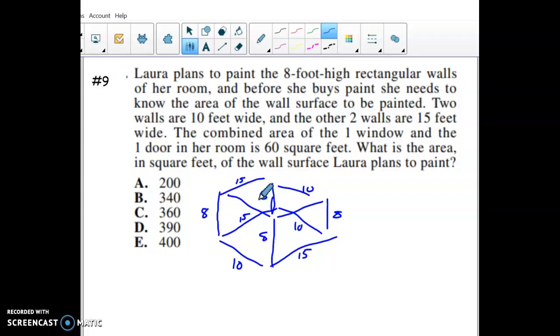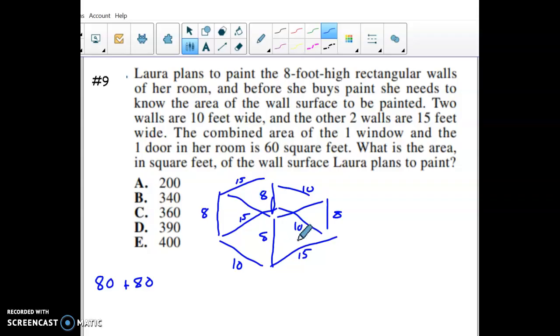So let's just do the walls first. So we have the 4 walls we got to paint. It doesn't say anything about painting the floor or ceiling. So this wall over here would be an 8 by 10 wall. And we've got 2 of those. So we've got 80 plus 80, 8 times 10. And then the other 2 would be 15 times 8.